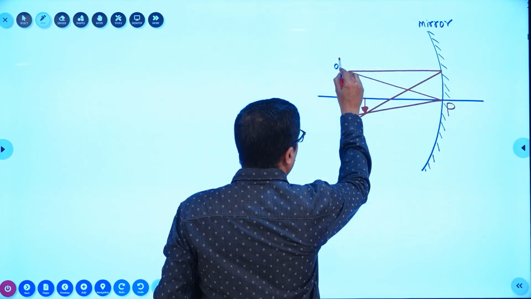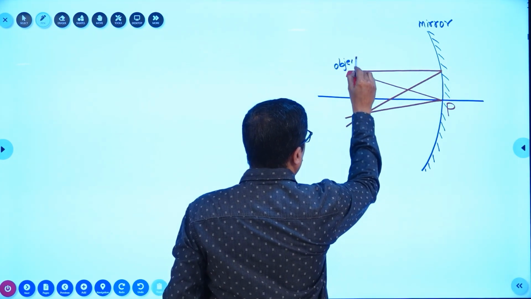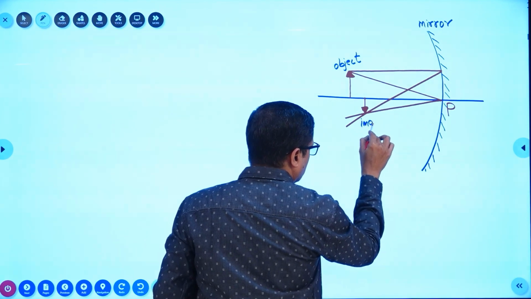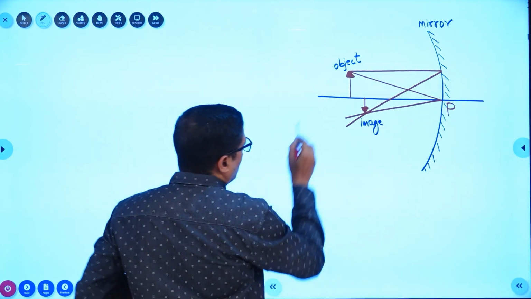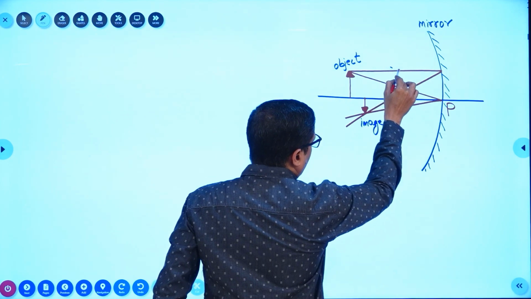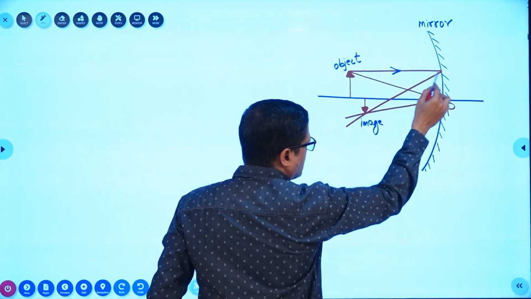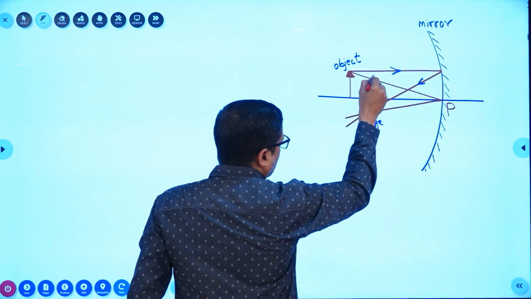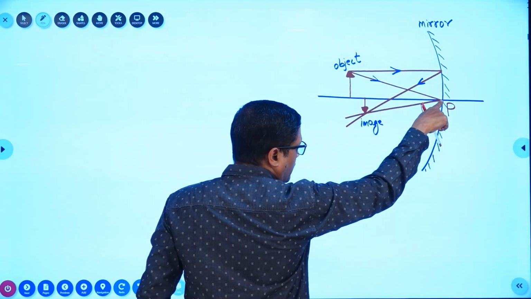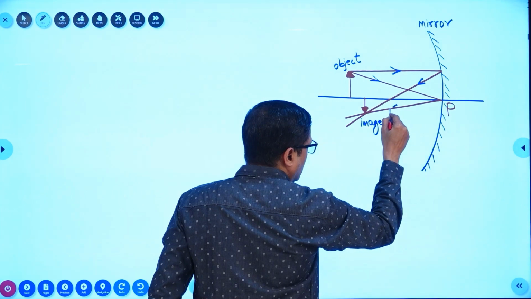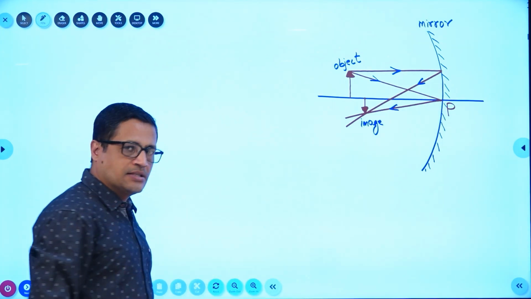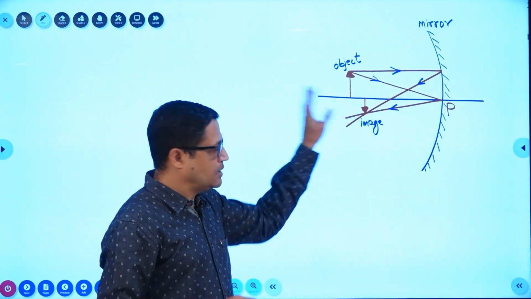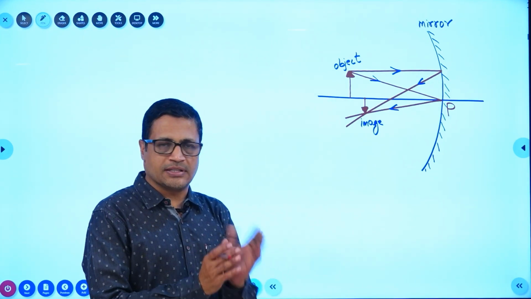So this is the object, this one is the image, right? This is a ray parallel to the principal axis, which upon reflection passes through the focal point. This is a ray hitting the pole of the mirror, and upon reflection it comes back at the same angle. These two rays on their own, they happen to meet here, and therefore we call this an image.